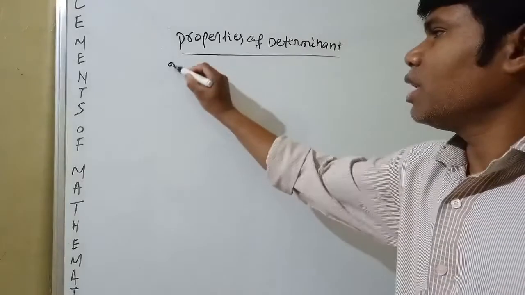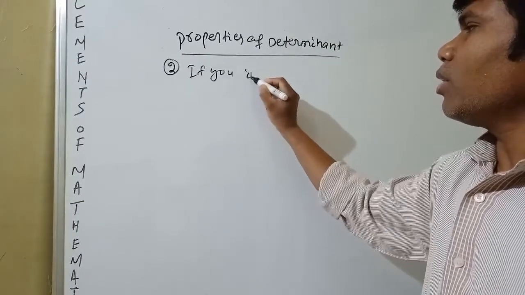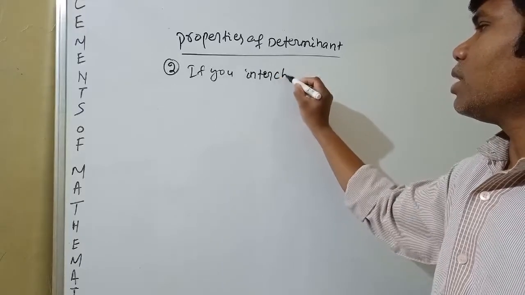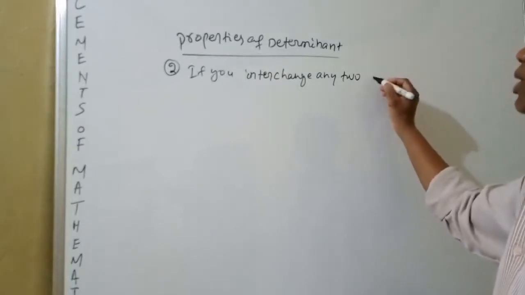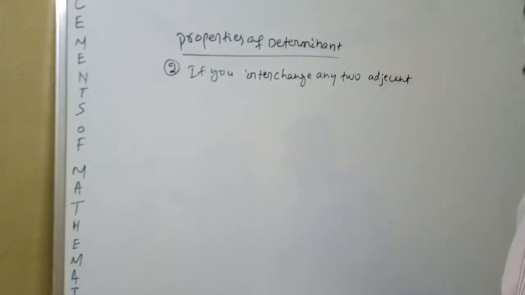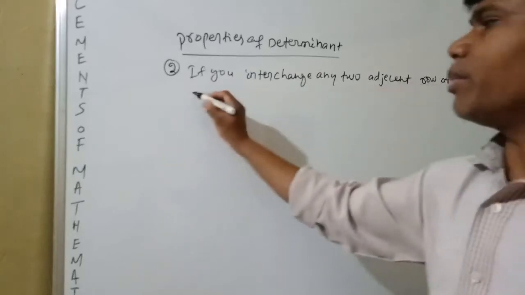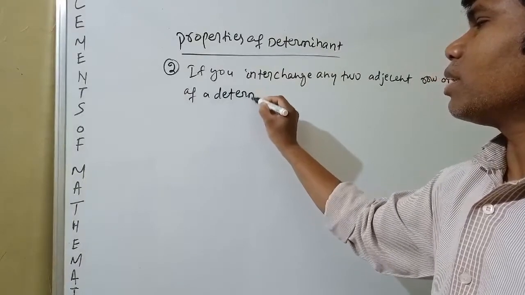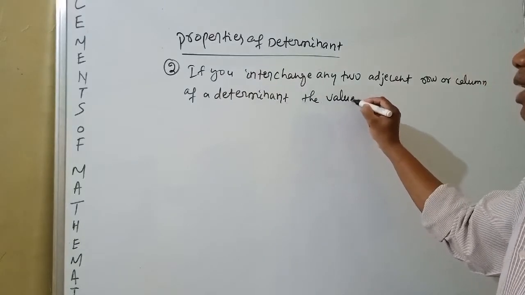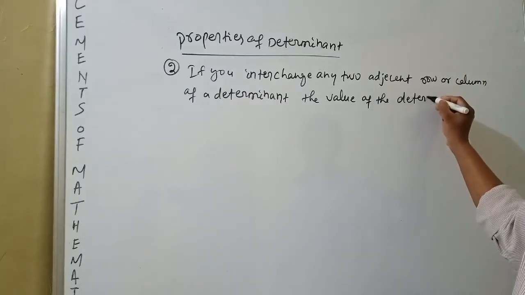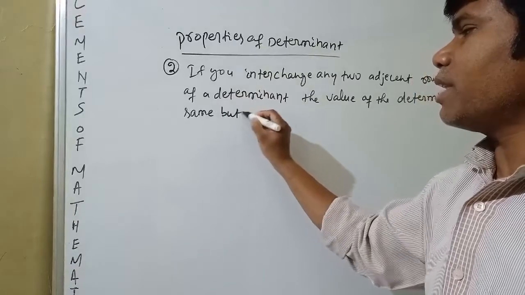You see the second property. The second one is, if you interchange any two adjacent rows or columns of a determinant, the value of the determinant is same, but the sign changes.